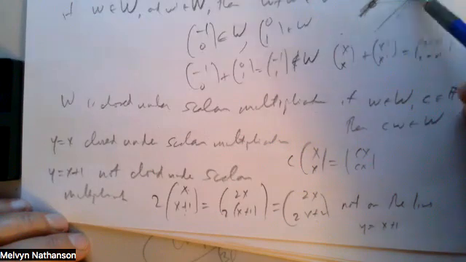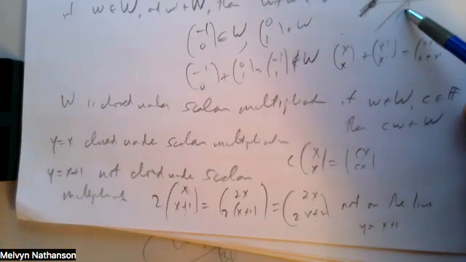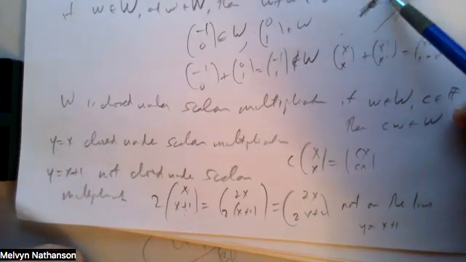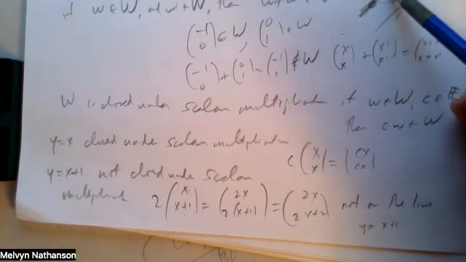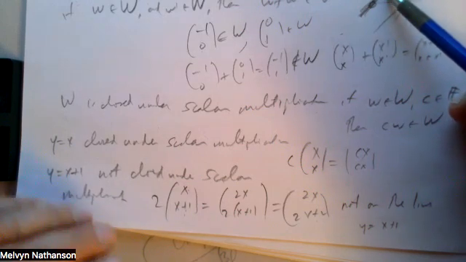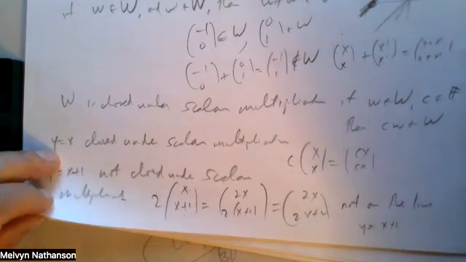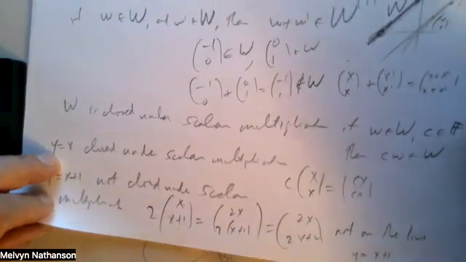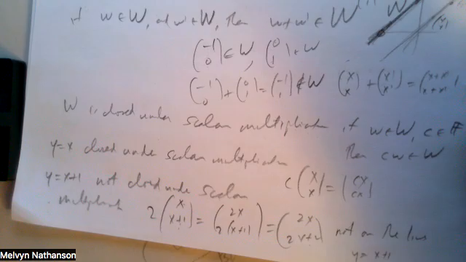So this line through the origin is closed under vector addition and scalar multiplication. This parallel line is not closed under vector addition, nor is it closed under scalar multiplication. So it's nice to keep these examples in mind.